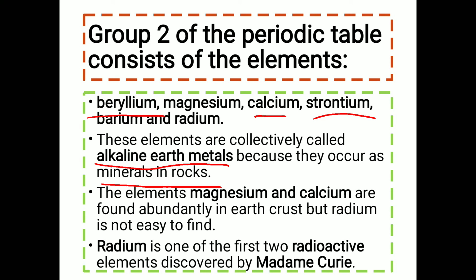Out of these elements, magnesium, Mg, and calcium, Ca, are found abundantly in the earth's crust, but radium is not easy to find. Radium is one of the first two radioactive elements discovered by Madame Curie.